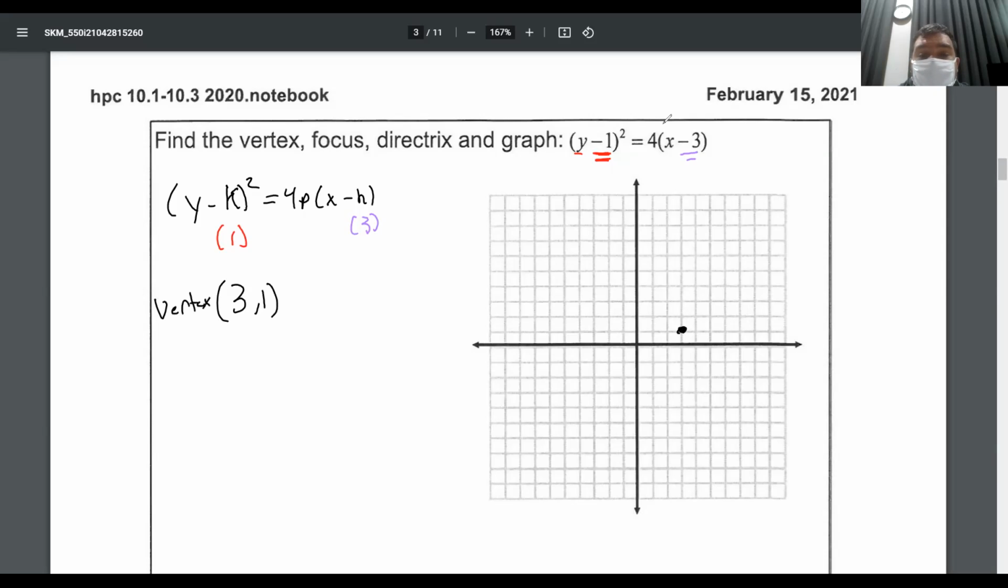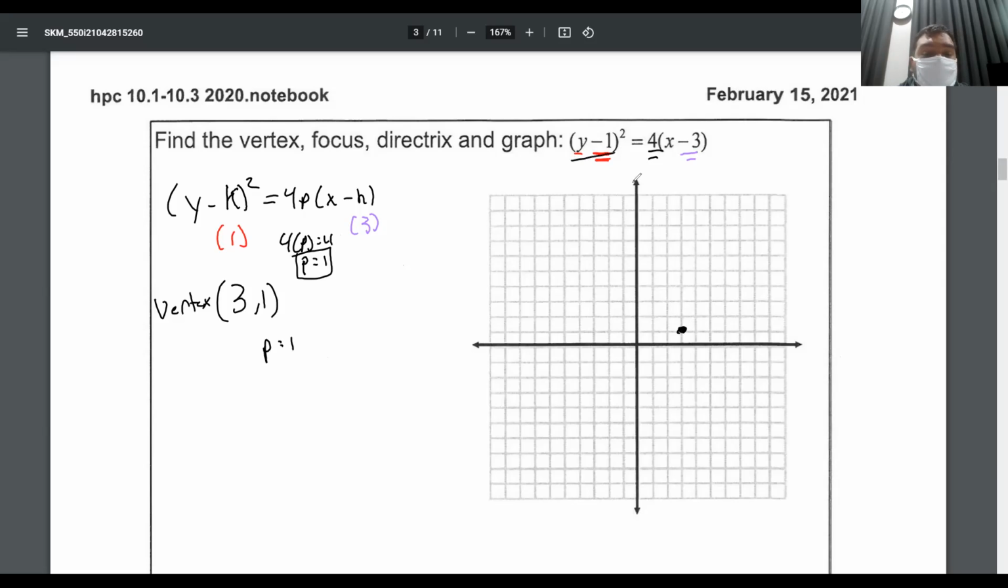Okay, our next one. We need to figure out the p value to figure out how far away the focus is and how far away the directrix is. You guys know because it's 4, it has to be 4 times p to give you 4, so it must be p equals 1. So p equals 1. So what does that mean? That means for the focus, I'm going to add 1 to my thing, and for the directrix, I'm going to minus 1. So here, I'm going to add 1.